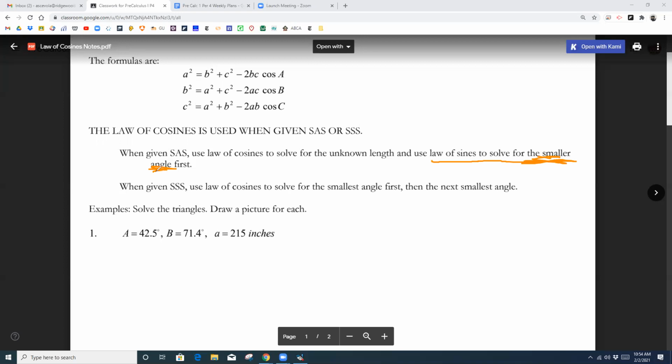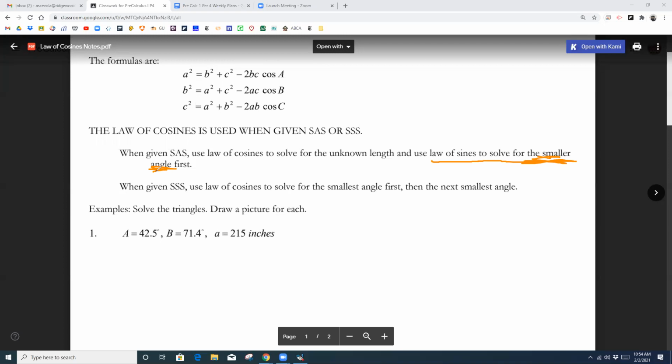And pretty much the reason why has to do with the ambiguous case. If you did it to the larger angle, if you use the law of sines to find the larger angle, and that angle was obtuse, then the law of sines would actually tell you the wrong angle.